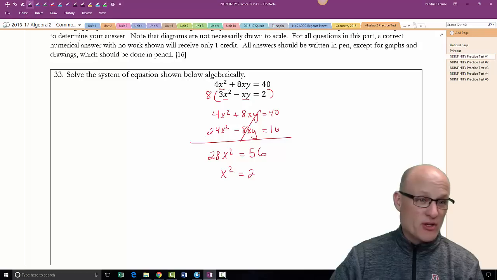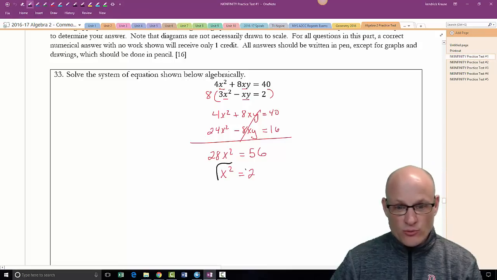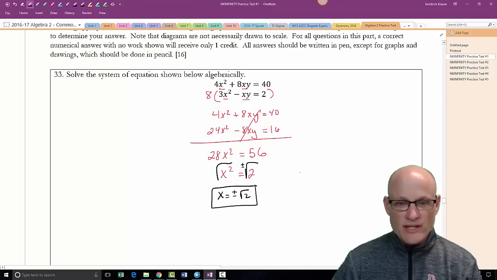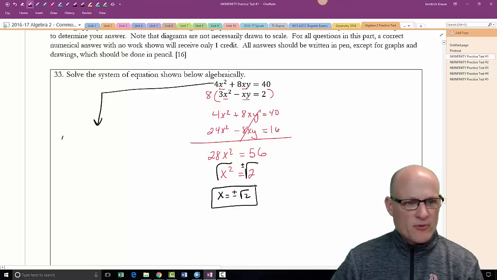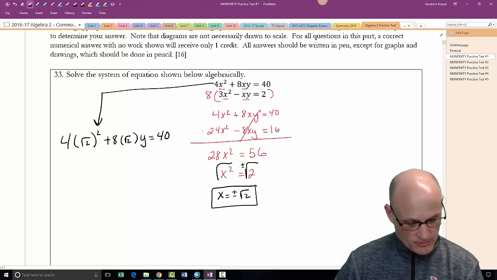Now here comes the tricky part. If this is going to work, I hope this works. I'm pretty sure it's going to work. Take plus or minus. And so I get x equals plus or minus the square root of 2. Well, now what? Well, I'll plug it back into one of these equations. This one's got all positive, so maybe I'll plug it into this one. So I get 4 times the square root of 2 squared plus 8 times the square root of 2 times y equals 40. This is going to be an interesting problem.